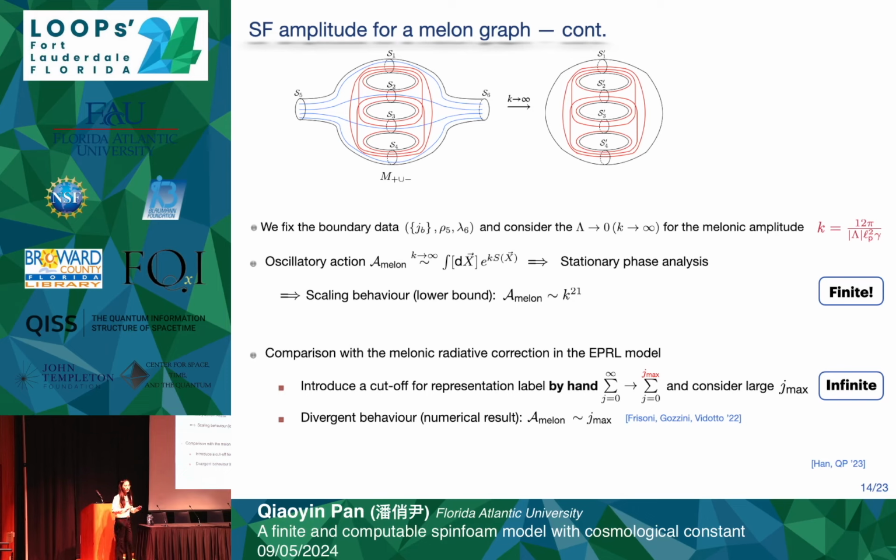The true difference is the following. The full amplitude in EPRL is really the sum from 0 to infinity, and this gives an infinite result. But in our amplitude, we get a finite amplitude. And the divergent behavior in the EPRL case is given numerically, and it's shown that it diverges linearly in the cutoff.